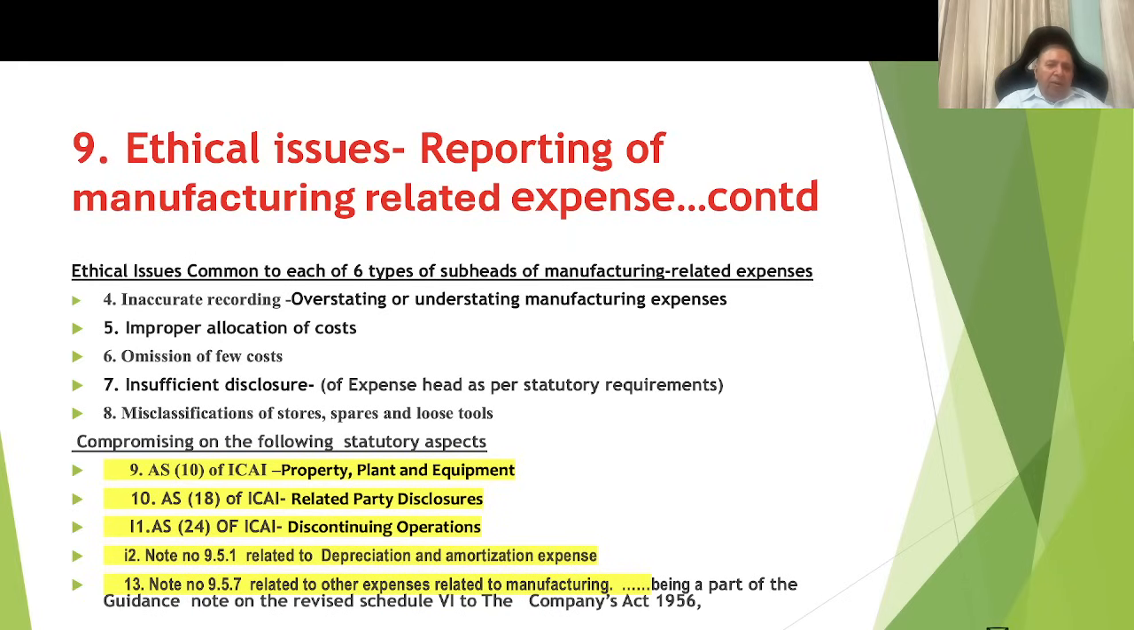Now, compromising on the various statutory aspects are accounting standard number 10, which is related to the property, plant and equipment, accounting standard 18 related to the party disclosures, accounting standard number 24 is discontinuing operations, and note number 9.5.1 is related to the depreciation and amortization expenses, and note number 9.5.7 is related to the expenses related to the manufacturing, being a part of the guidance note on the revised Schedule 6 to the Companies Act 1956.